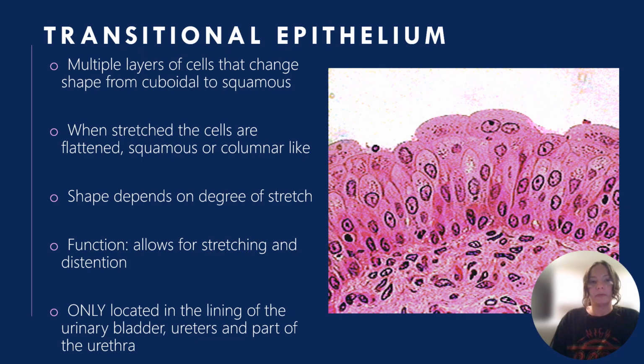The final type of epithelium we're going to talk about is transitional epithelium. It's multiple layers of cells that change shape from cuboidal to squamous. When stretched, the cells are flattened, squamous, or columnar-like. The shape depends on the degree of the stretch. Function, it allows for stretching and distension. These are only located in the lining of the urinary bladder, your ureters, as well as part of the urethra. So very important to remember that this is only part of the urinary system.